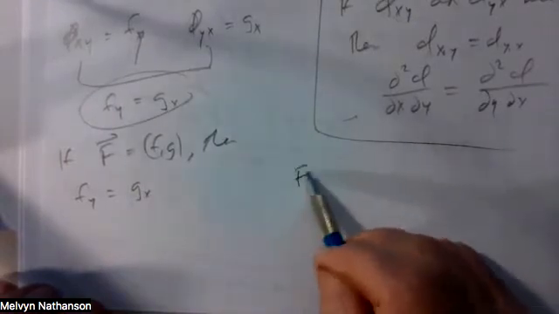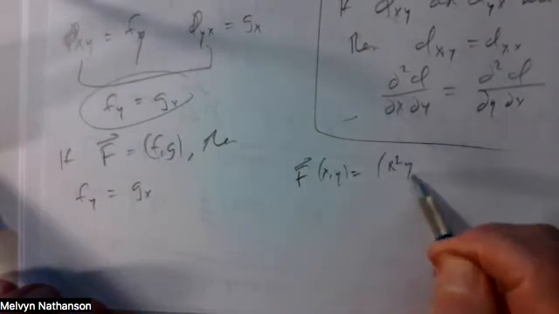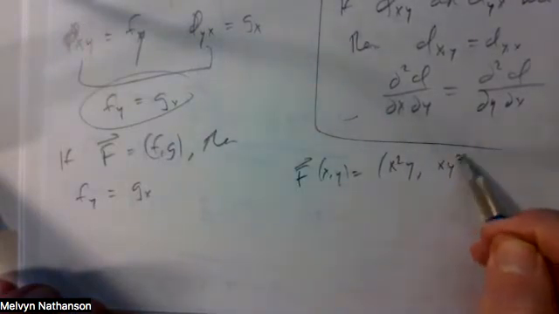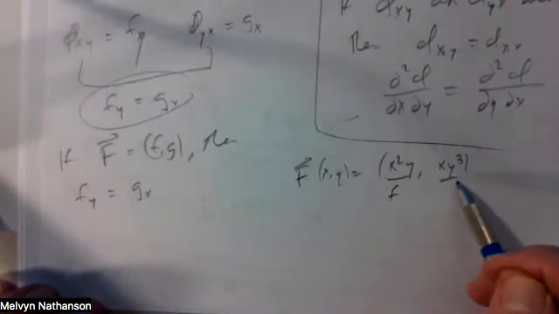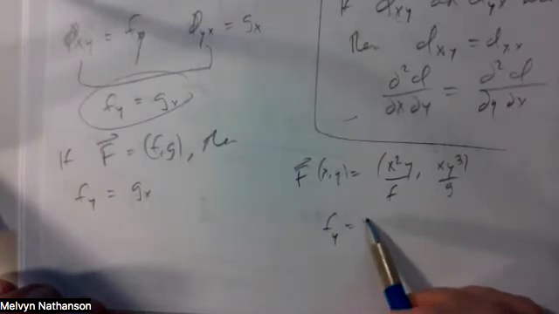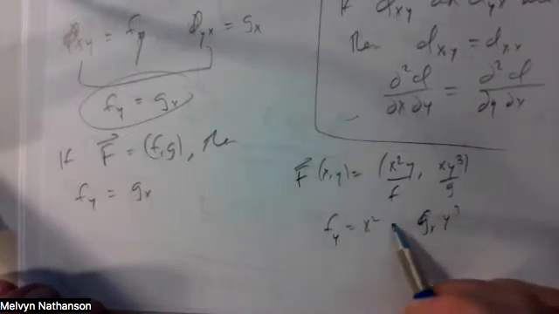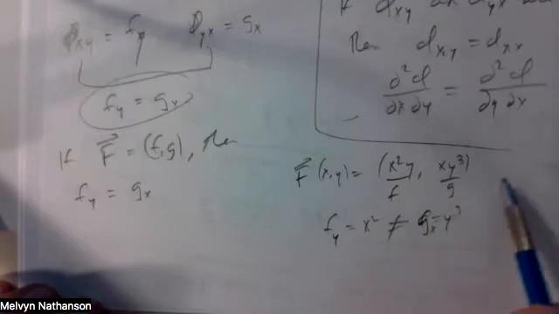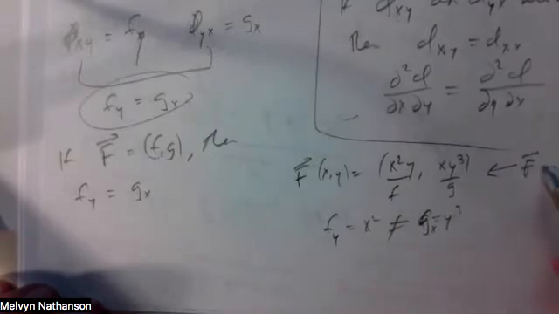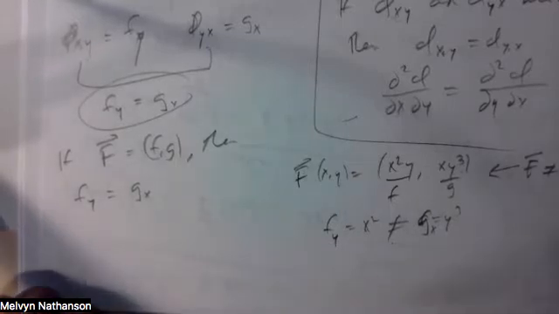So for example, if F of x, y were the vector field x squared y and x y cubed, so this is f and this is g, the partial of f with respect to y is x squared. The partial of g with respect to x is y cubed. These aren't equal. So this field is not the gradient of a scalar field because it doesn't satisfy this necessary condition. And in fact, this necessary condition is sufficient.